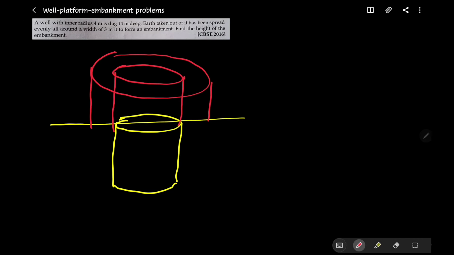Now I am marking the dimensions of this well and hollow cylinder. Please observe very carefully. I can take small r as the radius of the well, and the inner radius of this embankment is also small r. The outer radius will be taken as capital R.